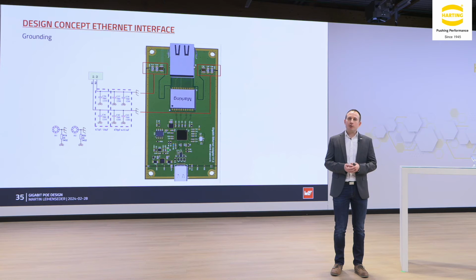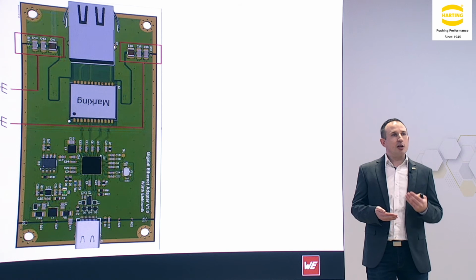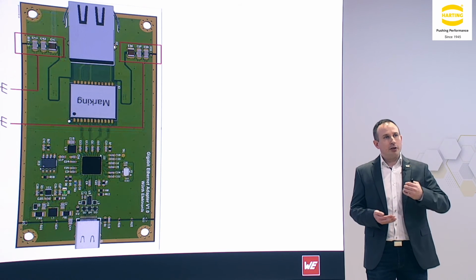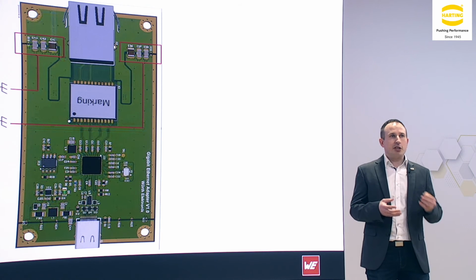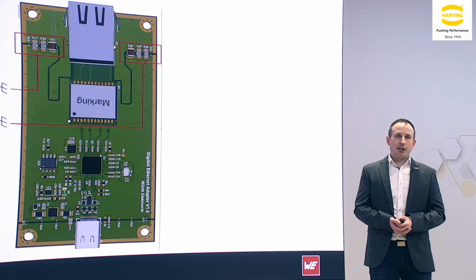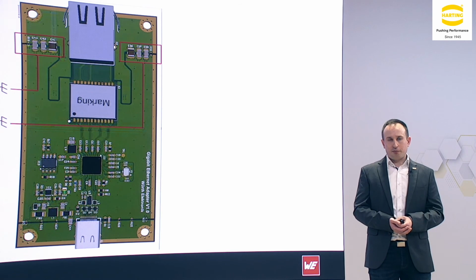If you have a chassis made of plastic, then we recommend that those capacitors are set, because then there's a defined path between analog ground and the so-to-say chassis ground, and this chassis ground is then connected with the LAN transformer and with the shield of the cable.